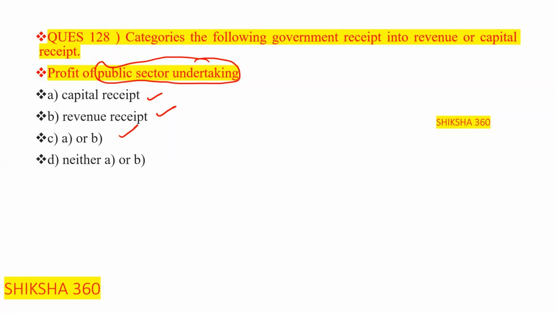So categorize the following government receipt into revenue or capital receipt. Profit of a public sector undertaking comes under revenue receipt. So this one is our answer.